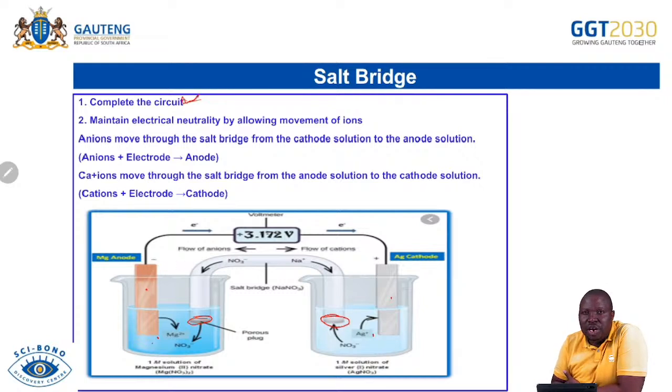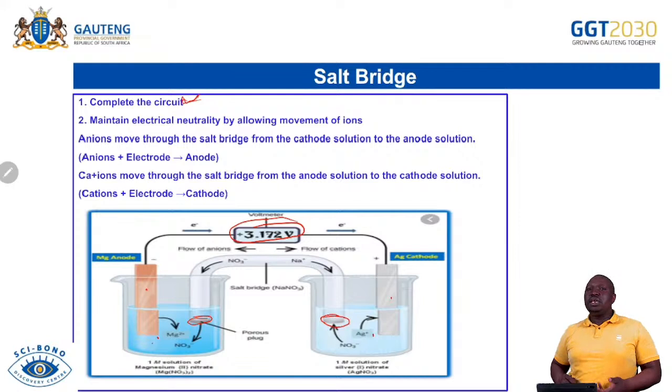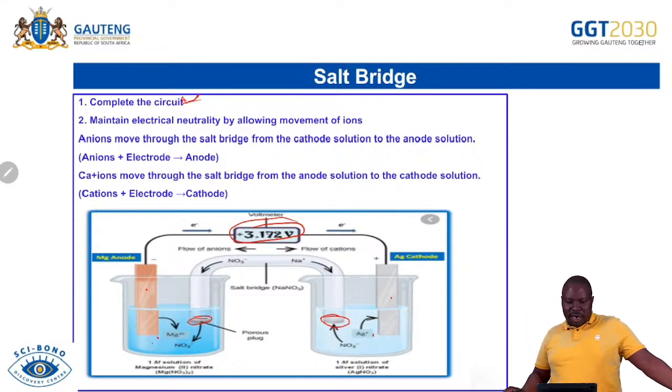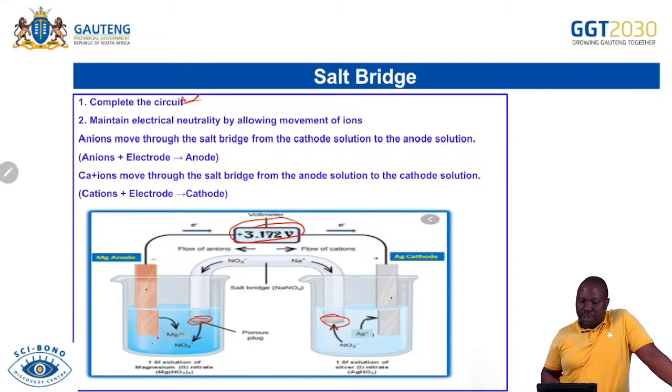It means if you don't have a salt bridge, there won't be any voltage there. Even that light bulb that we have seen, with the zinc copper that I used there, it won't light if there is no salt bridge. So your salt bridge is like a switch, because immediately when you put it in, your circuit becomes complete. The second function of the salt bridge is to maintain electrical neutrality.